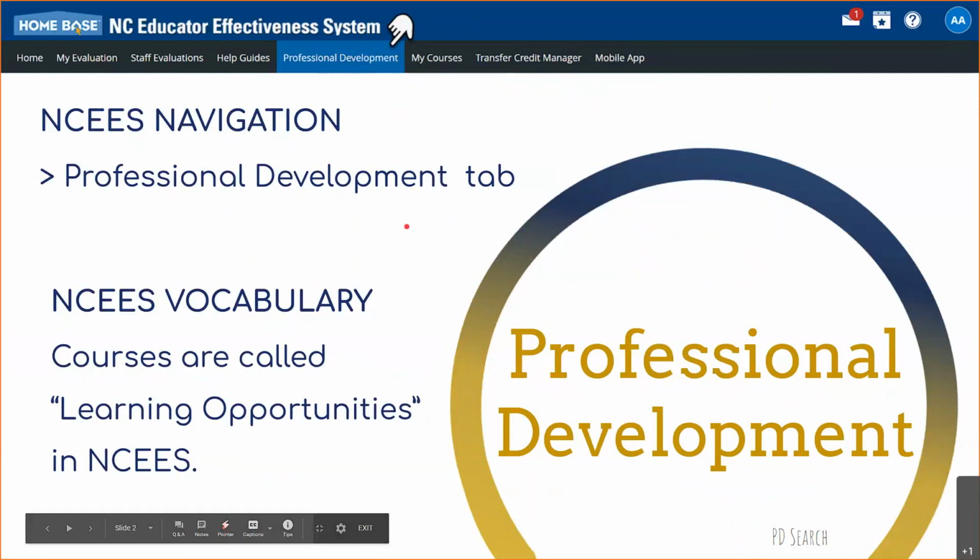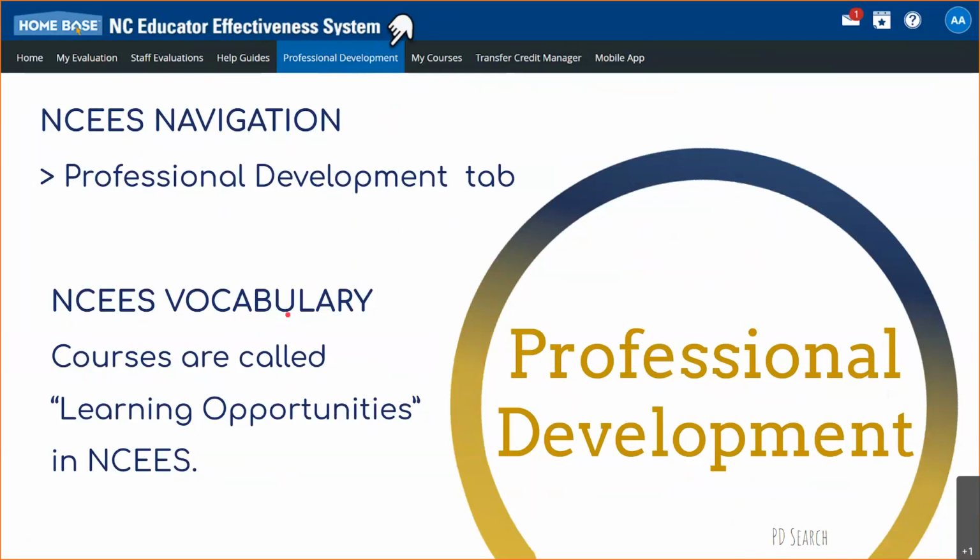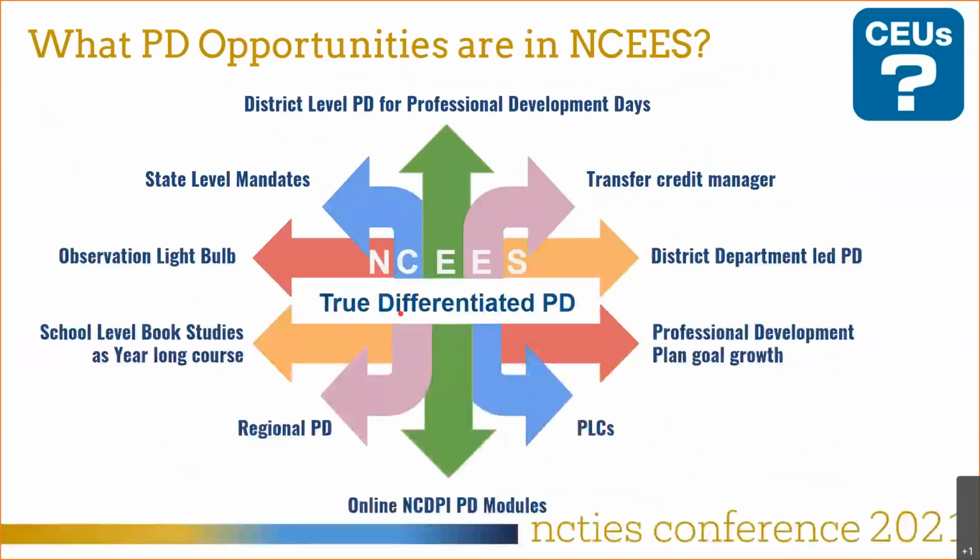Before we go any further, though, I did want to mention some NCEES vocabulary. Courses in NCEES are called learning opportunities in NCEES. And that is because they cover more than courses. And we're going to take a look at that real quick. What other kind of PD can be in NCEES? Well, DPI they've created Moodle courses in there and Canvas courses in there. And it is DPI's Blue Canvas in there. So when you take those ECATS courses, that is where you're going to go take it in on DPI's Blue Canvas. But what other PD opportunities might your local district be putting in their PD office in NCEES?